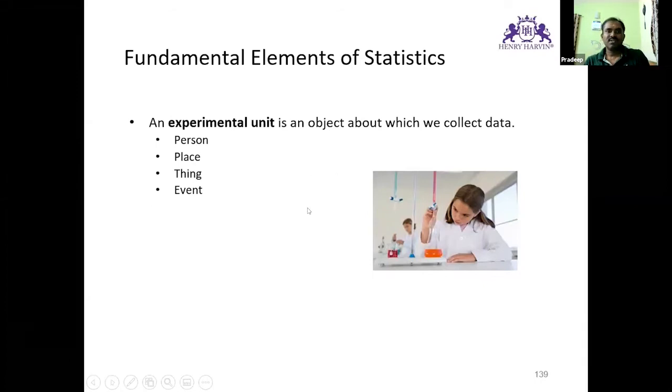Statistics starts with something called an experimental unit. An experimental unit is an object which we try to understand or study, or from which we collect the data. It can be a person. In the case of design thinking, you talk about users. It can be a place, so you are talking about the impact of a place. It can be a particular thing. It can be an event also, for example, a Diwali event and what will be the outcome on sales.